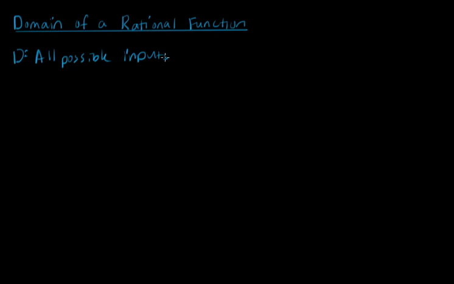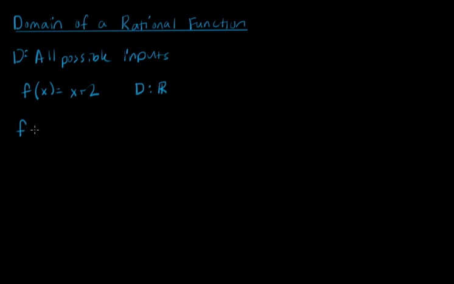Okay, so when we have a function, typically you can put in anything you want, right? You can just put in all real numbers. So if we had f of x equals x plus 2, you can put in anything you want in there, right? There's nothing that's going to stop you from putting any input that you want. So in this case, the domain is all real numbers, which we usually write with this R with a double bar.